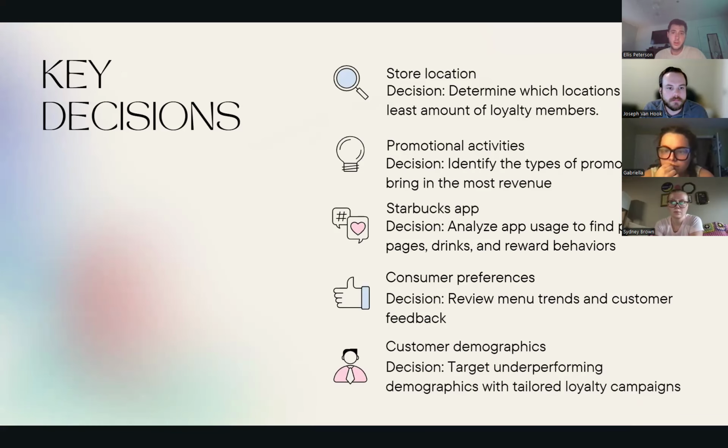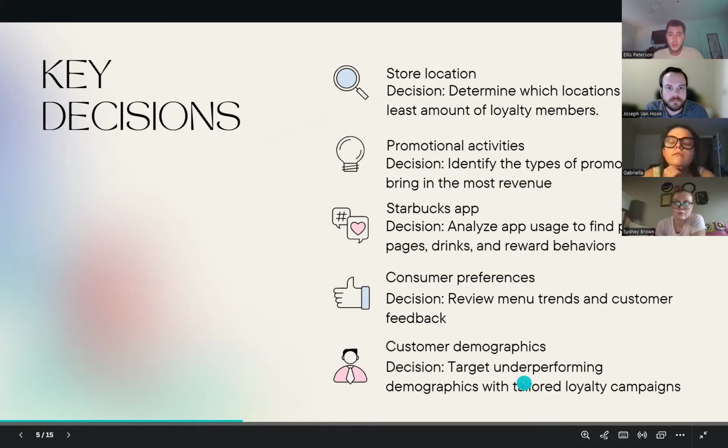The decisions to go along with those. For our store location, we have our decision to determine which locations have the least amount of loyalty members. For promotional activities, we want to identify the types of promotions that bring in the most revenue. For the Starbucks app, we want to analyze app usage to find the popular pages, drinks, and reward behaviors. And then for our consumer preferences, we want to look at reviewing our menu trends and our customer feedback. And then for our customer demographics, we want to target underperforming demographics with tailored loyalty campaigns.